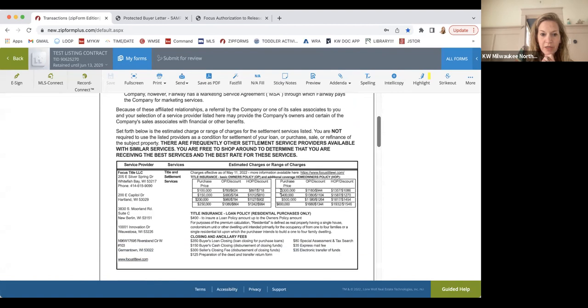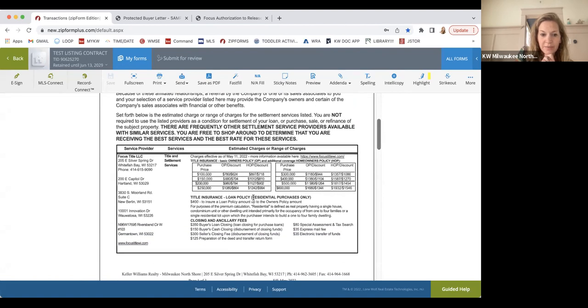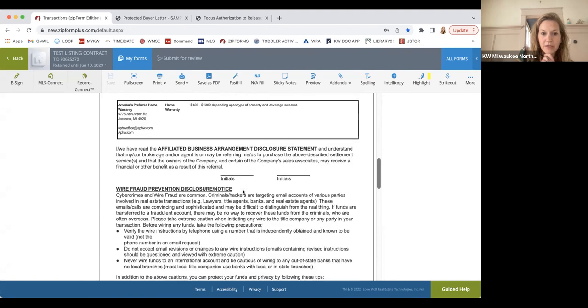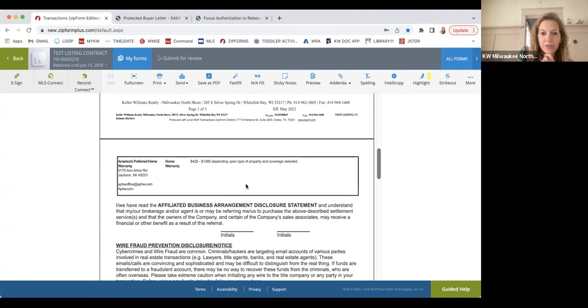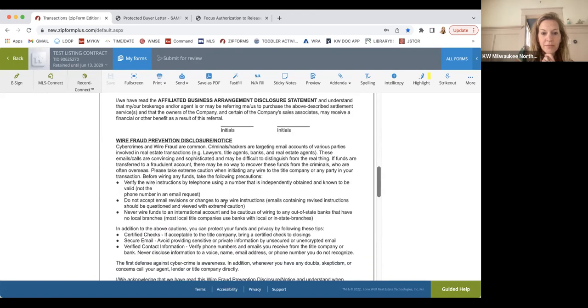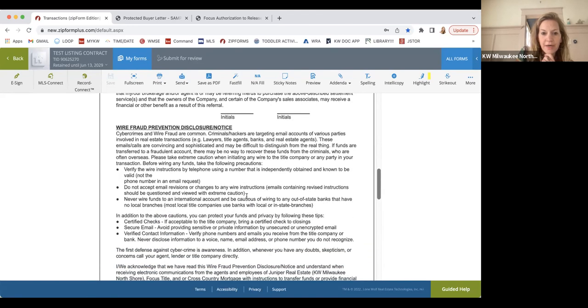So for example, Focus Title, we are part owners of that company, and we need to disclose that to all customers and clients of Keller Williams. Whether or not the client or customer takes advantage and uses these companies, we still need to make them aware that we have a business relationship with them. So on here, for example, we've got Focus Title, and then our home warranty company, which is America's Preferred Home Warranty. Then we just get into other disclosures.